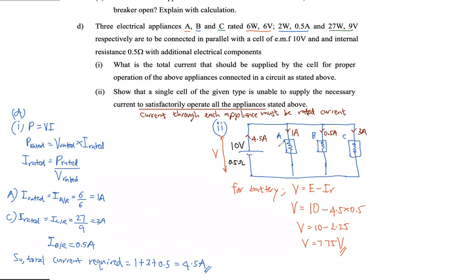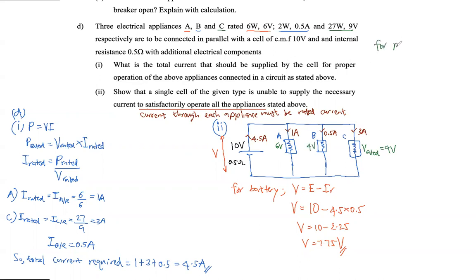Now, listen, A needs a voltage of how much? Just 6 volt. That's okay. We can put a resistor here. Out of 7.75, A can take 6 and the remaining 1.75 can be taken by another resistor. B needs a voltage of how much? 4 volt. So B will take 4 volt and the remaining 3.75 can be taken by another resistor. But for C there is a problem. For C, the rated voltage is 9 volt.